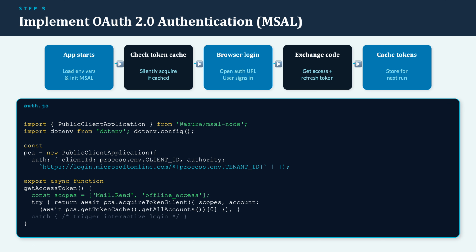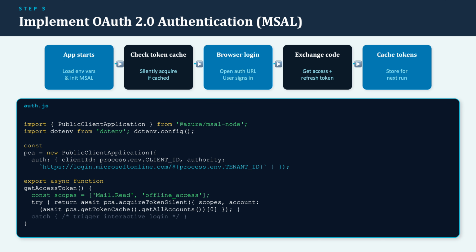MSAL opens a browser window. The user signs into their Microsoft account, consents to the mail.read permission, and an access token is returned to our app. On every subsequent run, the token is refreshed silently from the cache.